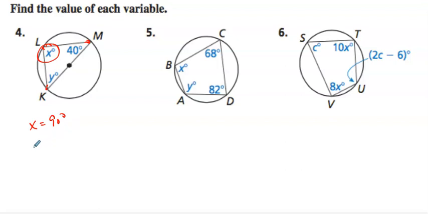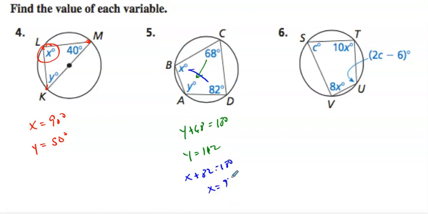So now you have x is 90, and y has to be 50 in order for all three of them to equal 180 degrees. Alright, those two have to be supplementary. So you've got y plus 68 equals 180. Y is equal to 112, once you subtract 68 from both sides. And then you got another one. And again, this is still a quadrilateral, so x plus 82 is equal to 180. So x is equal to 98 there.